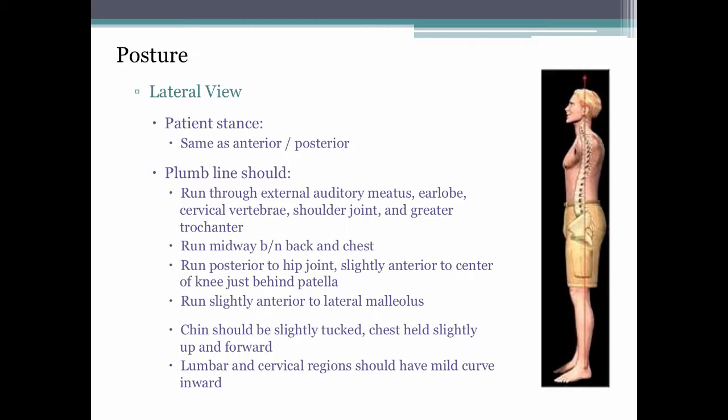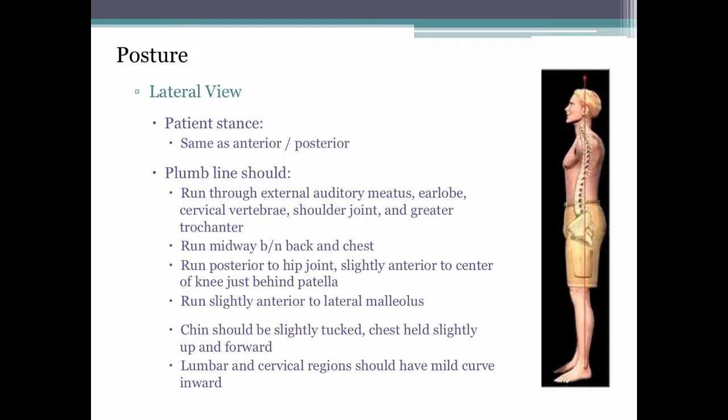And then our lateral view, so we see how it goes from the ear to the acromion to the greater trochanter of the hip, and then slightly anterior to the center of the knee, just behind the patella, and then it should go anterior to the lateral malleolus. And so in that position, everything is well distributed, the weight is equally distributed, the body is balanced, and there shouldn't be a lot of muscle activity helping to hold this person up in the standing position at this point.